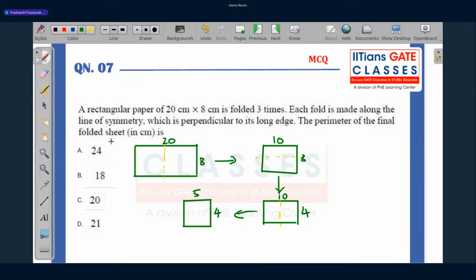The perimeter of the final folded sheet is what's being asked. So it's 5, 4. This side is again 4 and this is 5. Simply add all this. 5 plus 4 plus 5 plus 4, which is 9 plus 9 is 18. Option B is the right one.